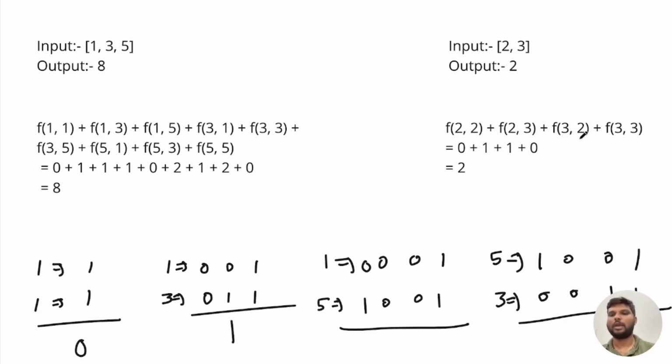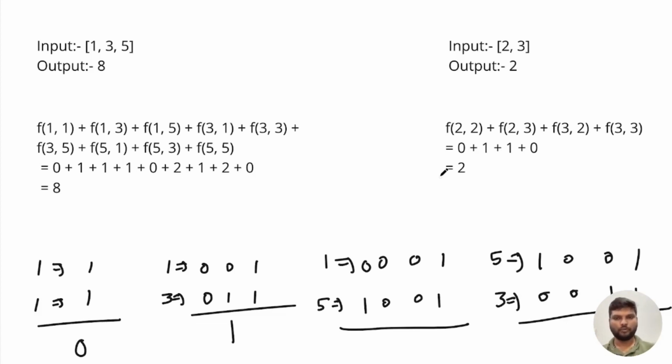Again, 3 and 2 will have similar bit difference as 2 and 3 because the numbers are similar and they will differ at the similar places, right? So 3 2 will have 1 only. Okay, 3 3 will also have 0. And if you sum them up, we get 2 as the total bit difference between all the pairs of numbers in this array. So that's what we need to find in this problem. Hope you are clear with the problem as well as sample inputs and outputs.